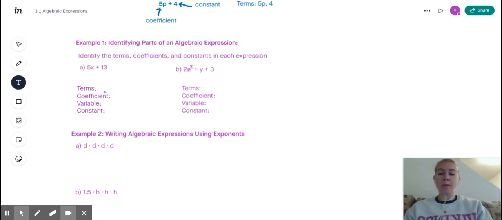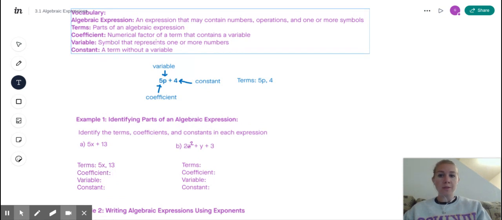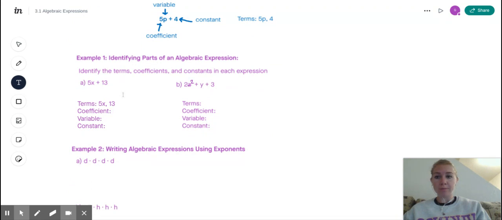Now the terms, if you remember, is everything in the algebraic expression except for the operation. So that would be 5x and 13. And to separate my two different terms, because 5x is a term, 13 is a term, I just used a comma. Okay? Now the coefficient. Remember, coefficient is, let's look at the definition, a numerical factor, so a number, of a term, remember, all these are terms except for the operation, that contains a variable. So the number with the variable. Well, that would be 5x.